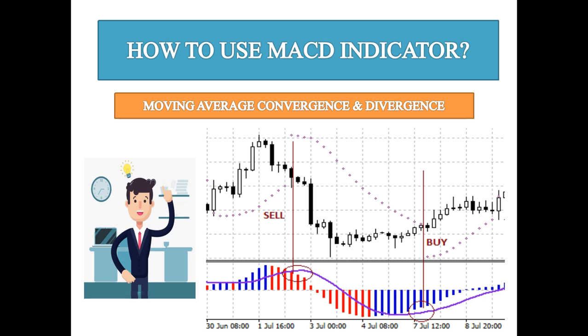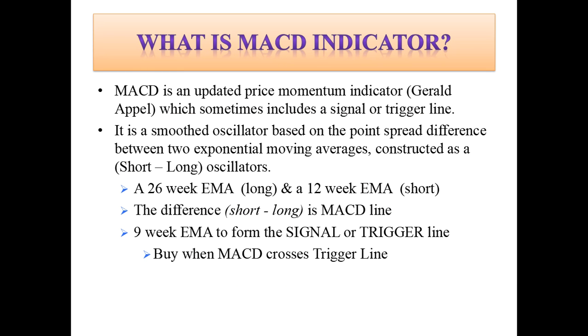Now let's look at how to use the MACD indicator. MACD here refers to the moving average convergence divergence. Now what is the MACD indicator? MACD is an updated price momentum indicator created by Gerald Appel, which sometimes includes a signal or a trigger line. This is a smooth oscillator based on the point spread difference between two exponential moving averages, also known as EMA, and this is constructed by subtracting short and long oscillators or by measuring the differences between them.